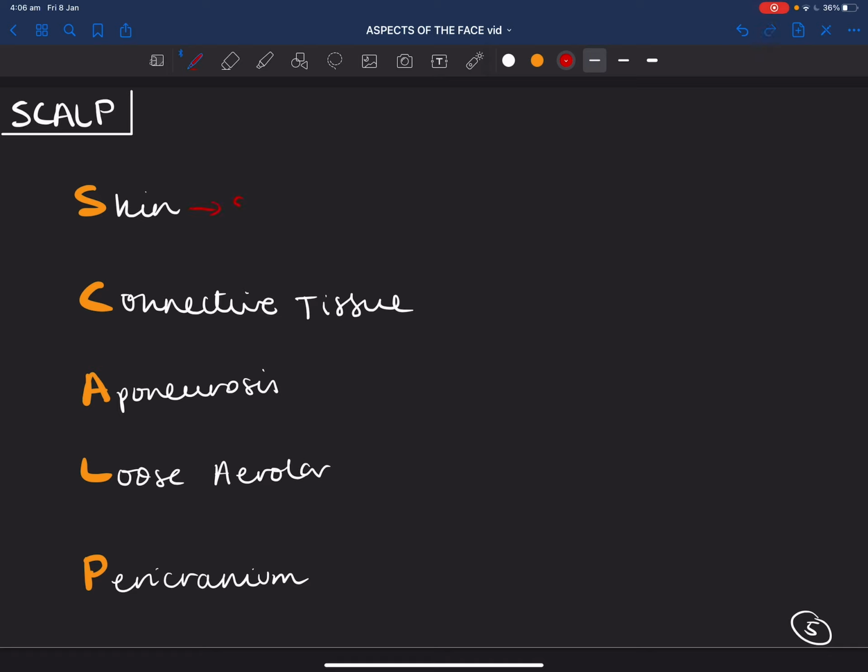Our skin has sweat glands and hair follicles. It has a good blood supply, which means it has blood vessels, and good lymphatics, which means good drainage. The next layer is the connective tissue layer, and this layer is thick and vascular. Vascular means good blood supply again. If you see the word vascular, it just means it has lots of blood vessels going to it and from it.